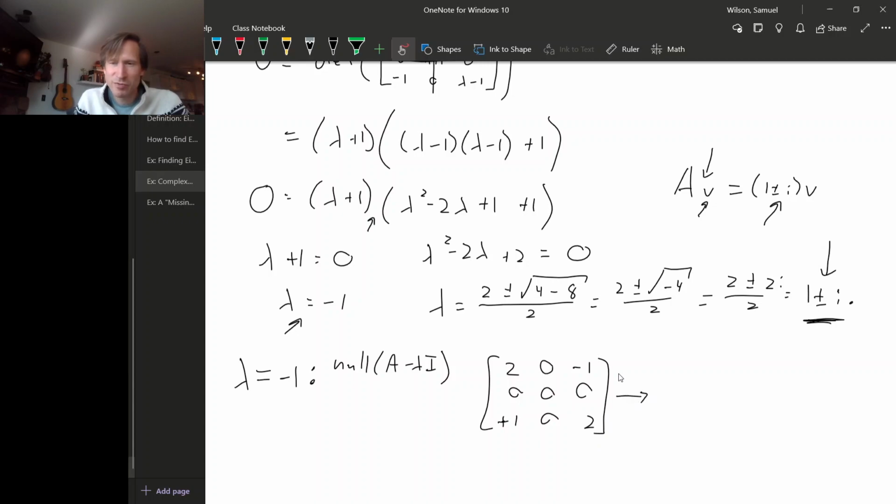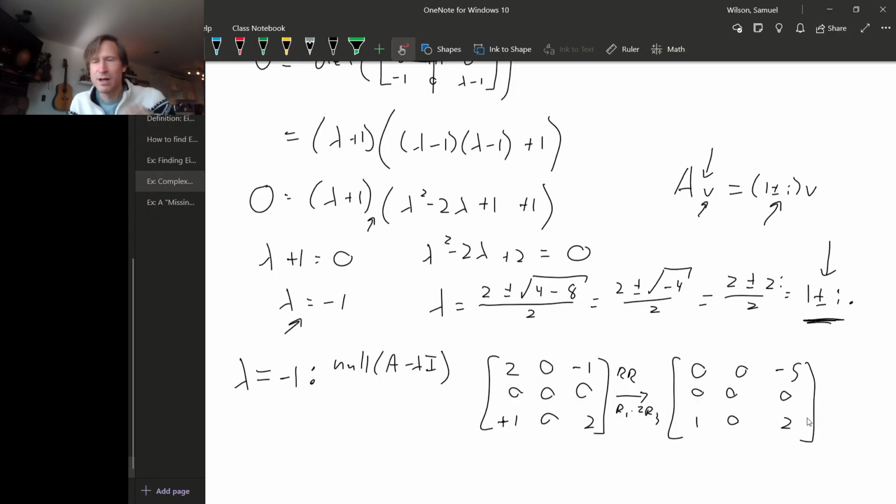Then we'll do row reduction. Why don't we use this 1 at the bottom to zero out the 2 above it. So we're doing row 1 minus 2 row 3. So 0, 0, minus 5. And then 1, 0, 2. And then across the middle we have all zeros.